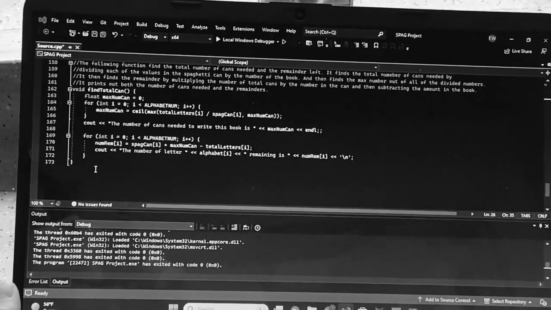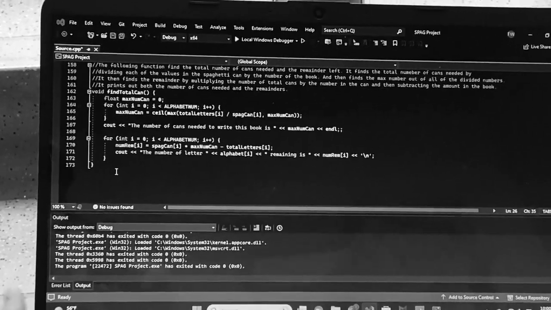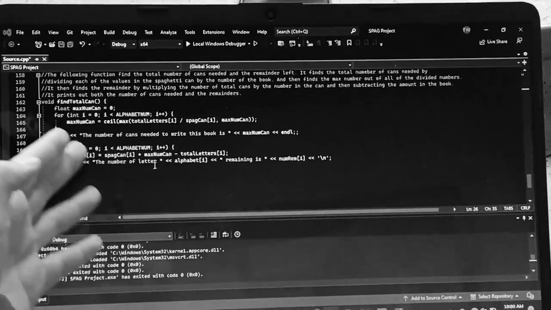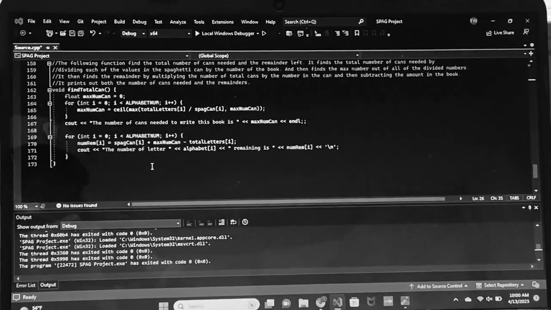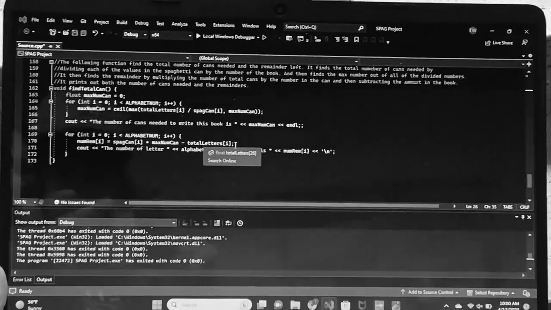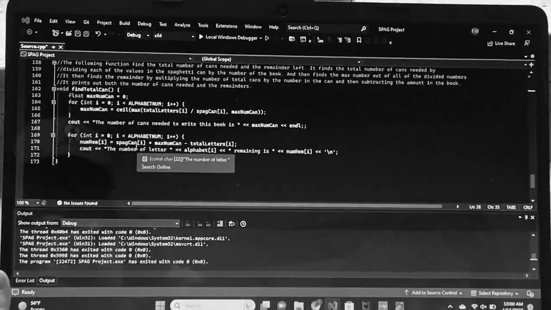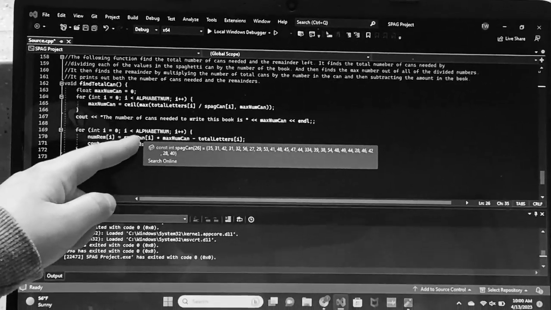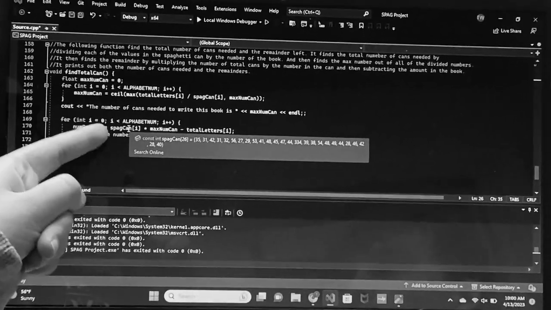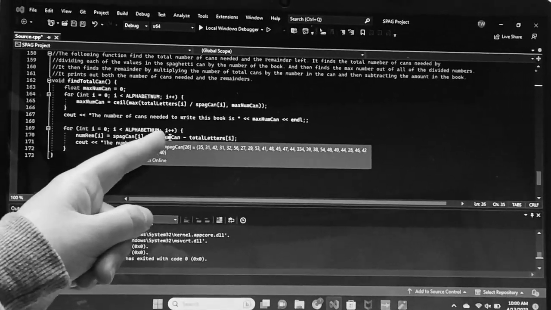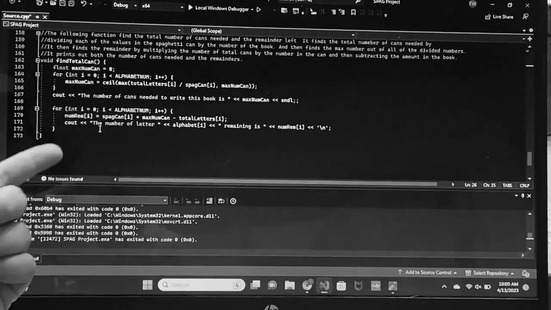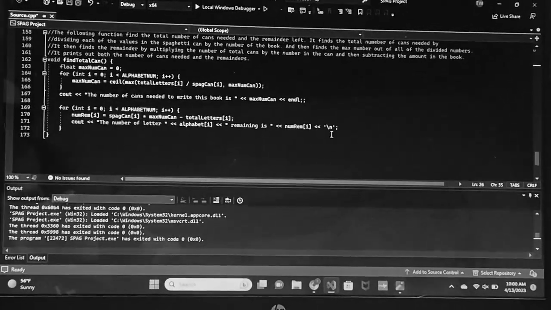And then we have another for loop that finds the remainder of each letter. And what it does is it takes the value of SPACCAN at i and then times that by the number of cans that are gonna be required to write the book. And it subtracts that from the total letters array at i, which is the value that is in the book. So at A, it's gonna find the value of A's in the spaghetti-o can, then multiply that by the number of cans needed to write the book, and then subtract the number of A's that are in the original book. And then it couts the number of letters remaining, whatever that is.